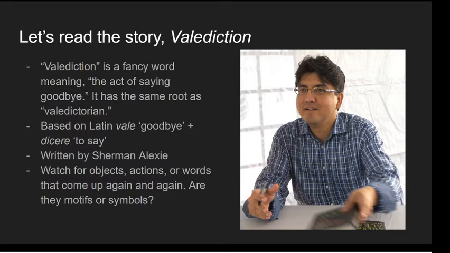Valediction is written by Sherman Alexie. He's a Native American author. Watch for objects, actions, or words that come up again and again. Are they motifs? Are they symbols? Pay attention. And there will be other signposts here I'm hoping we can talk about too. So let's get into the story.